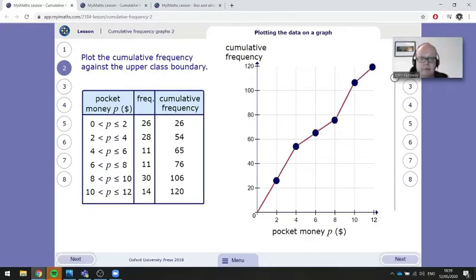More like that. And so the cumulative frequency graph takes the numbers from the cumulative frequency and it plots them with the numbers at the end of the category. So the 2, the 4, 6, 8, 10 and 12. So the first one is 2 from the end, 26. And this number here represents all the people who get $2 or less. This point here represents all the people who get $4 or less, including the people who get less than 2 as well. And it goes steadily up the graph.